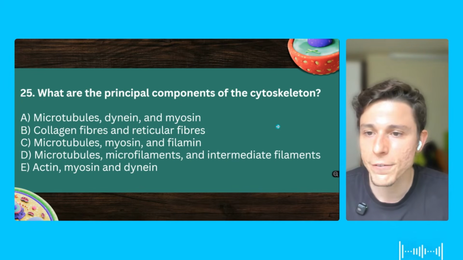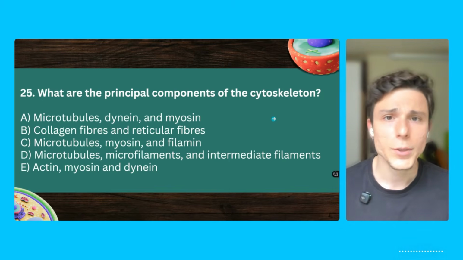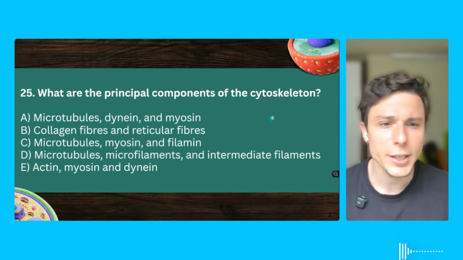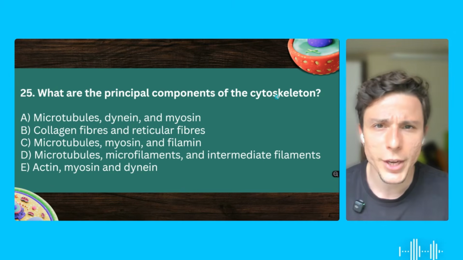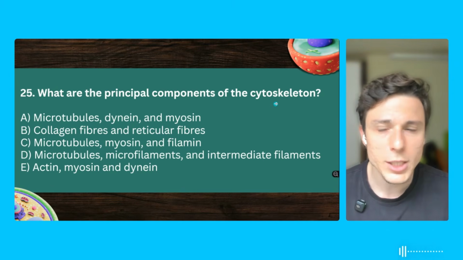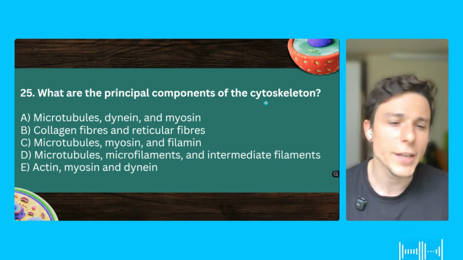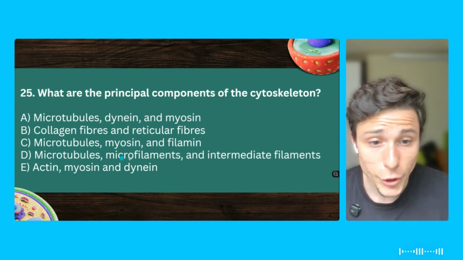All right, so question 25. What are the principal components of the cytoskeleton? So cytoskeleton, once again, well, that's going to be easy. We already have it fresh in mind. What are the three different types of cytoskeleton that we have? First of all, we're going to have the actin filaments or the microfilaments. Other than that, we're going to have the microtubules. And finally, what? The intermediate filaments. So letter D is the only one that points out this.